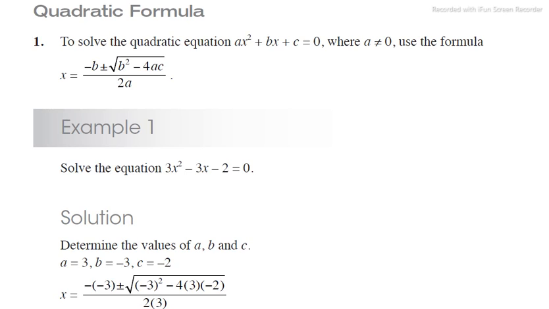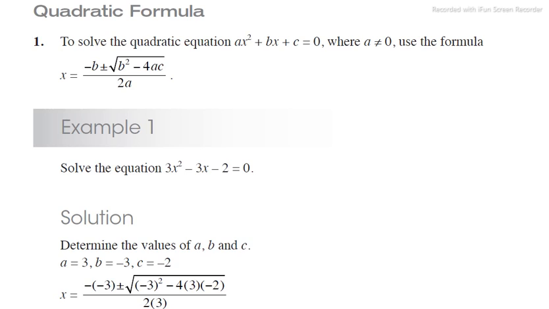We shall look at that in our next episode, but for now we are going to look at how we apply this already derived formula to solve quadratic equations. In our example 1, we are told to solve the equation 3x squared minus 3x minus 2 equals 0.